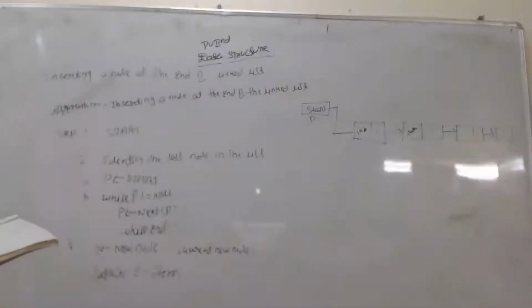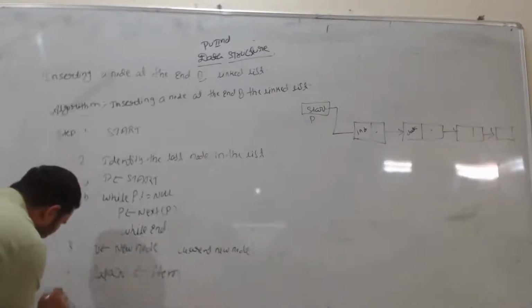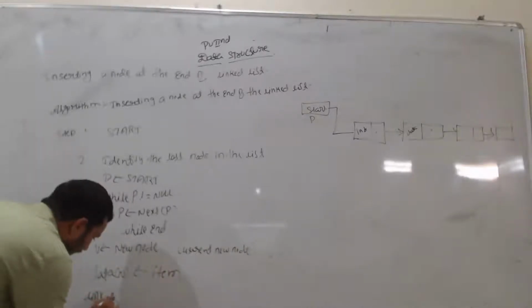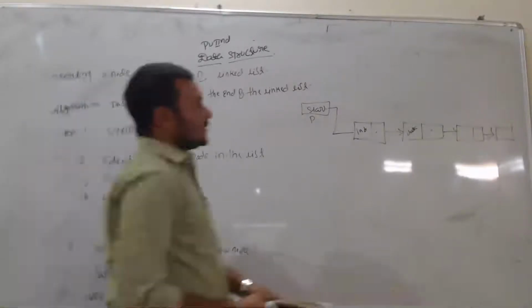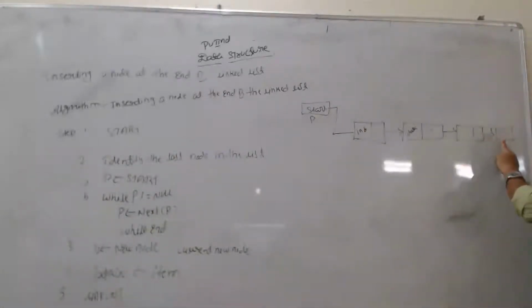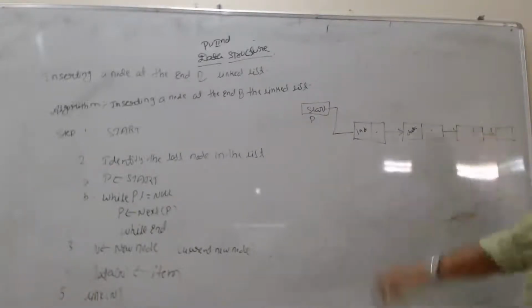Then the fourth, fifth step: link to the new node. That new node will be the linking part here, right? That new node will link to the previous node, the predecessor node.